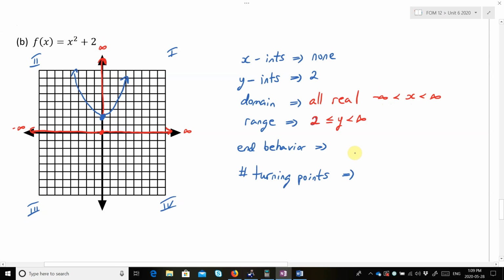The end behavior, the curve extends from quad 2 to quad 1. And number of turning points, the graph comes down, kind of turns back, and goes back up. So there is one turning point right at the tip of the parabola, right?